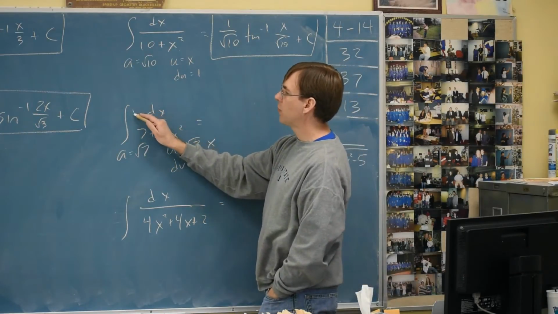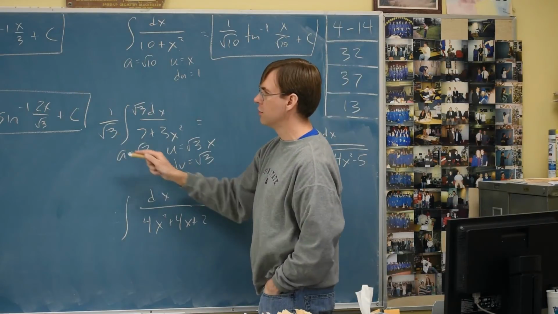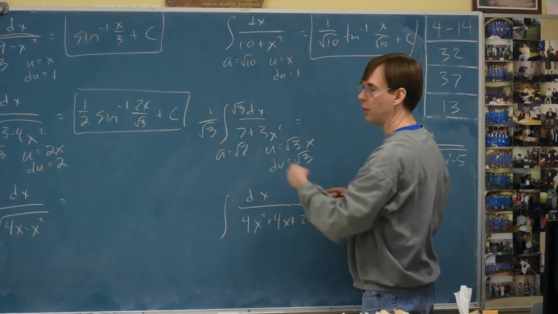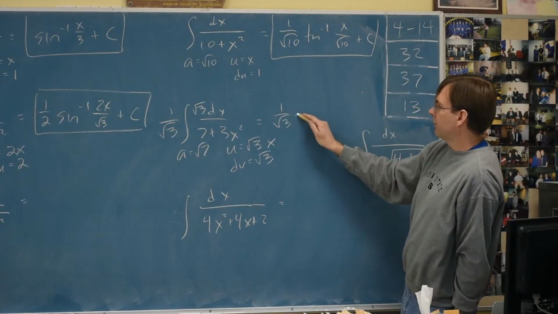So I need to have that present, and I don't. So I pay for that with a 1 over root 3. A minute ago I did a 2 and a 1 over 2. Here I got a root and a 1 over root. So this answer would have a 1 over root 3.